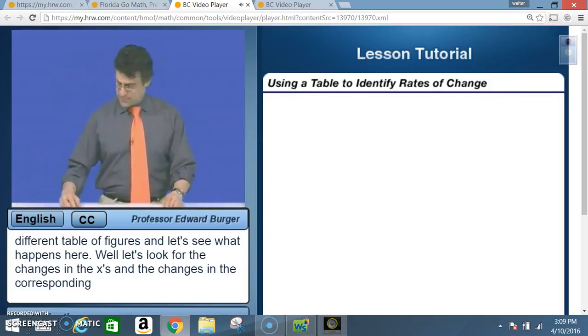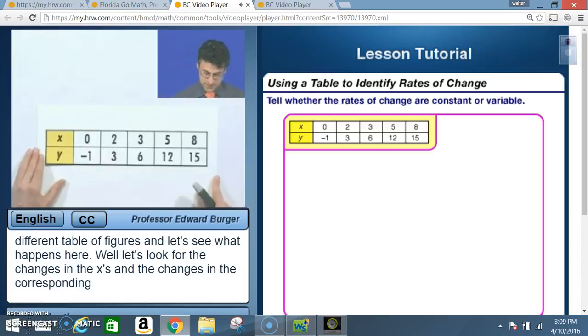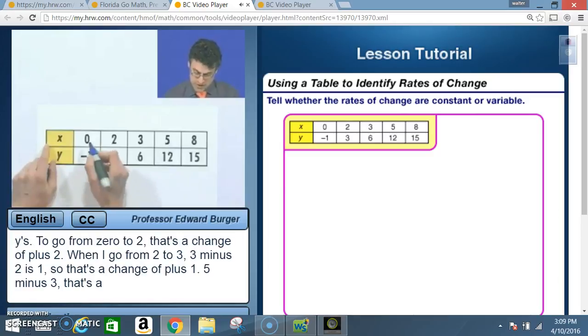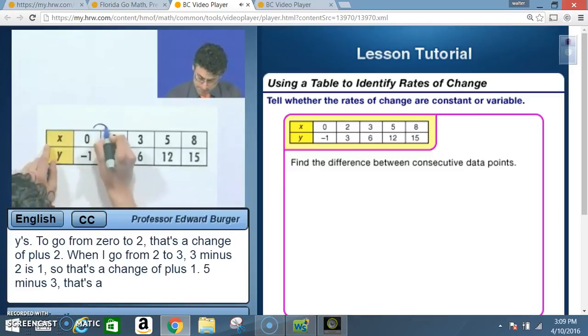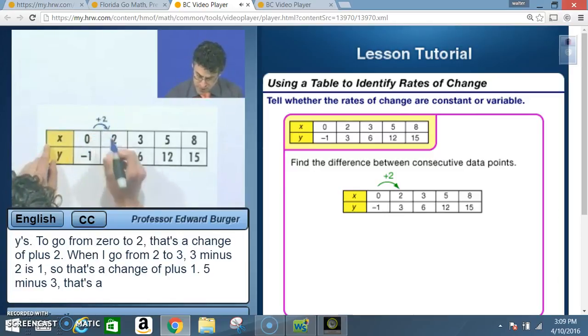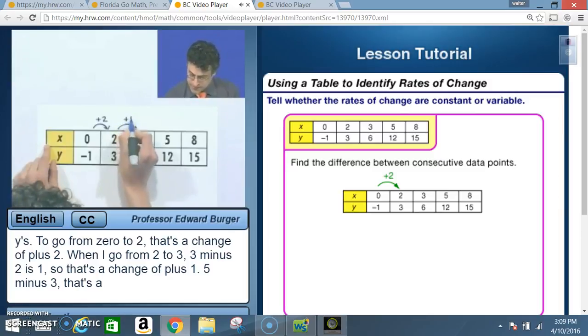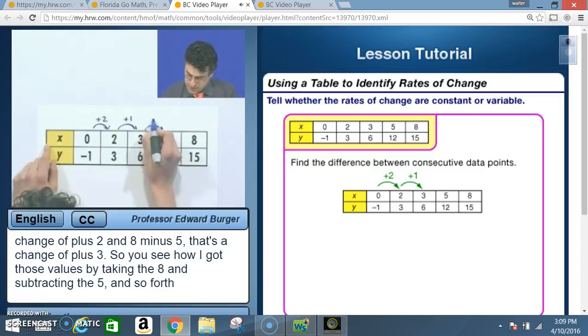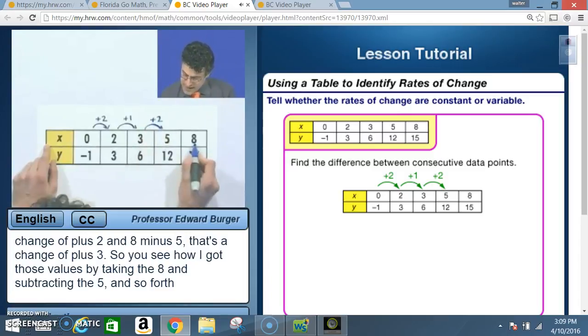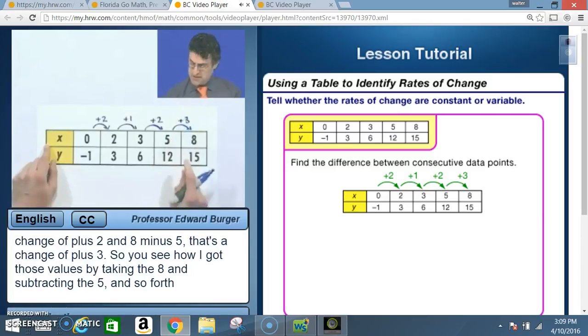Now here's a different table of figures, and let's see what happens here. Well, let's look for the changes in the x's and then the changes in the corresponding y's. To go from 0 to 2, that's a change of plus 2. When I go from 2 to 3, 3 minus 2 is 1, so that's a change of plus 1. 5 minus 3, that's a change of plus 2. And 8 minus 5, that's a change of plus 3. You see how I got those values by taking the 8, subtracting the 5, and so forth down the line.